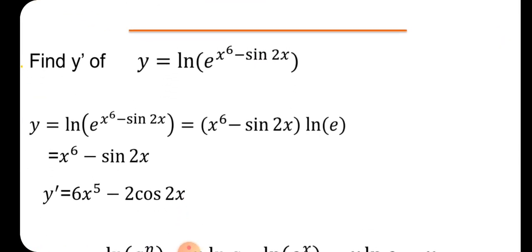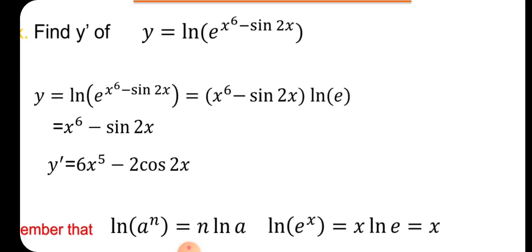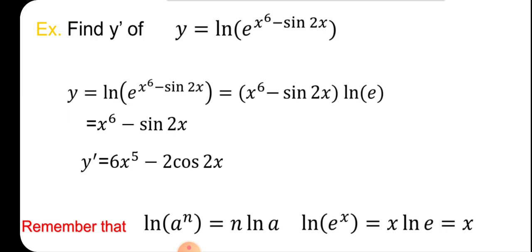If y equals ln e to the power (x to the power 6 minus sine 2x), find y prime. You have to remember this rule here: if ln a to the power n, you can put the power down, as you can see in the last line here. Put the power down, so you have n ln a. And ln e to the power x, put the power down, equals x ln e, and ln e equals 1, so the final answer is x.